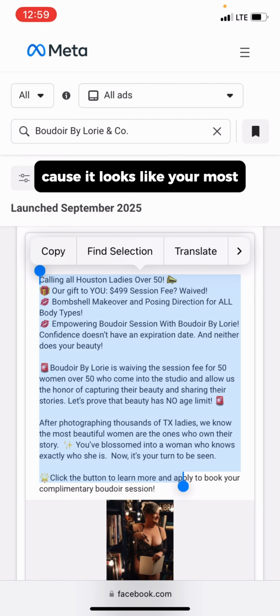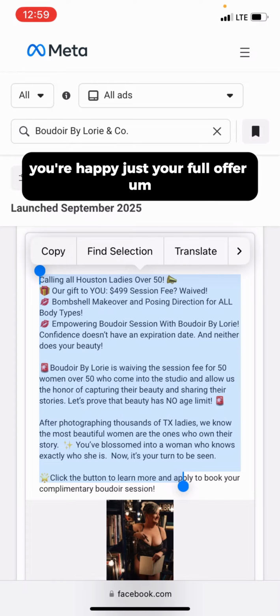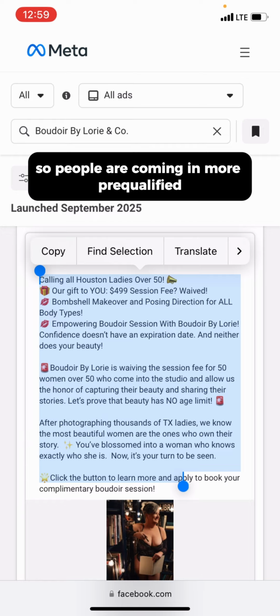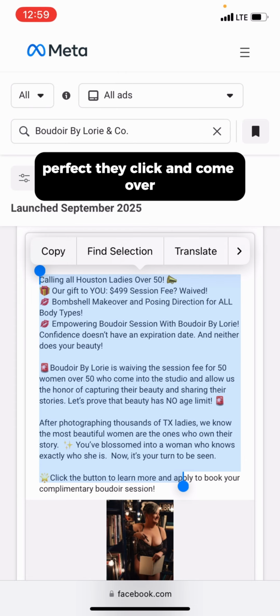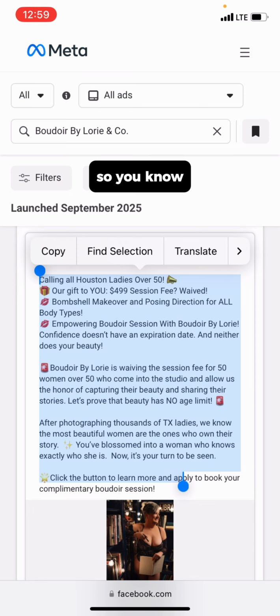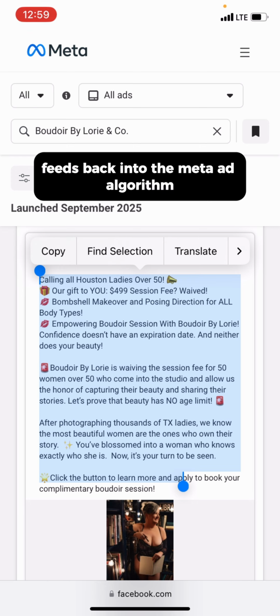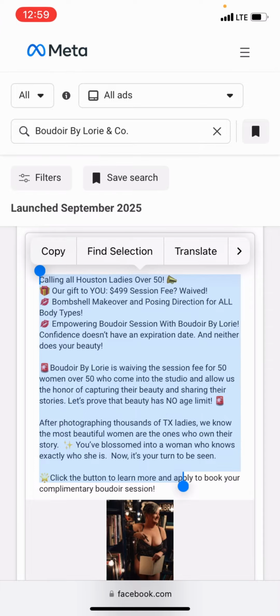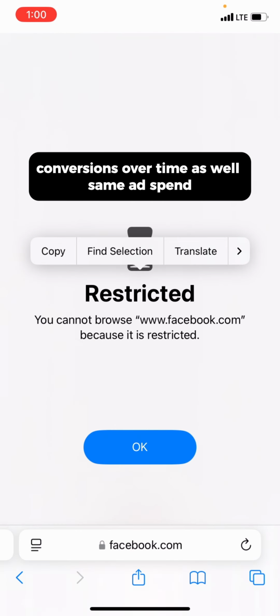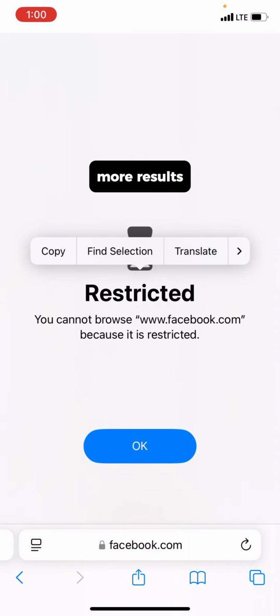I'll give you the full offer because it looks like most of your ad copy is just your full offer. So people are coming in more pre-qualified, knowing what we're selling. People that it's not for, they scroll on by. Perfect. And you'll learn why in a little bit. They click and come over, they're more pre-qualified, they know what we got. Also perfect. So, more qualified clicks, more qualified leads, more qualified calls, more sales, more revenue. Feeds back into the Meta ad algorithm. Ad goes to higher quality prospects over time, which means better conversions over time as well. Same ad spend, more results.